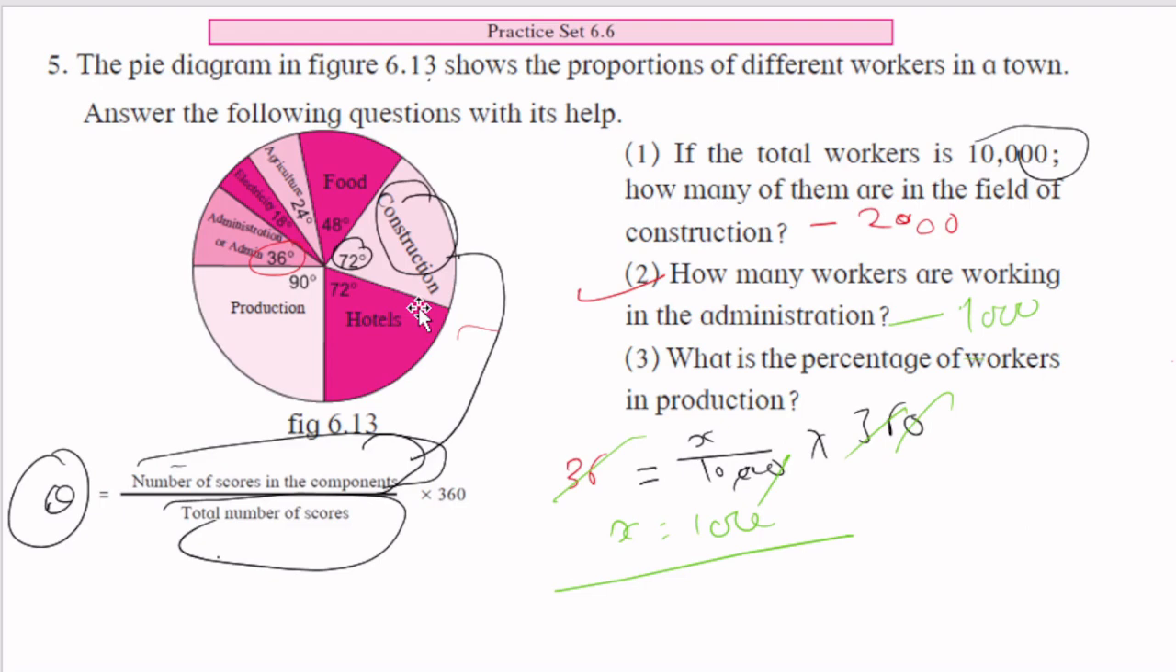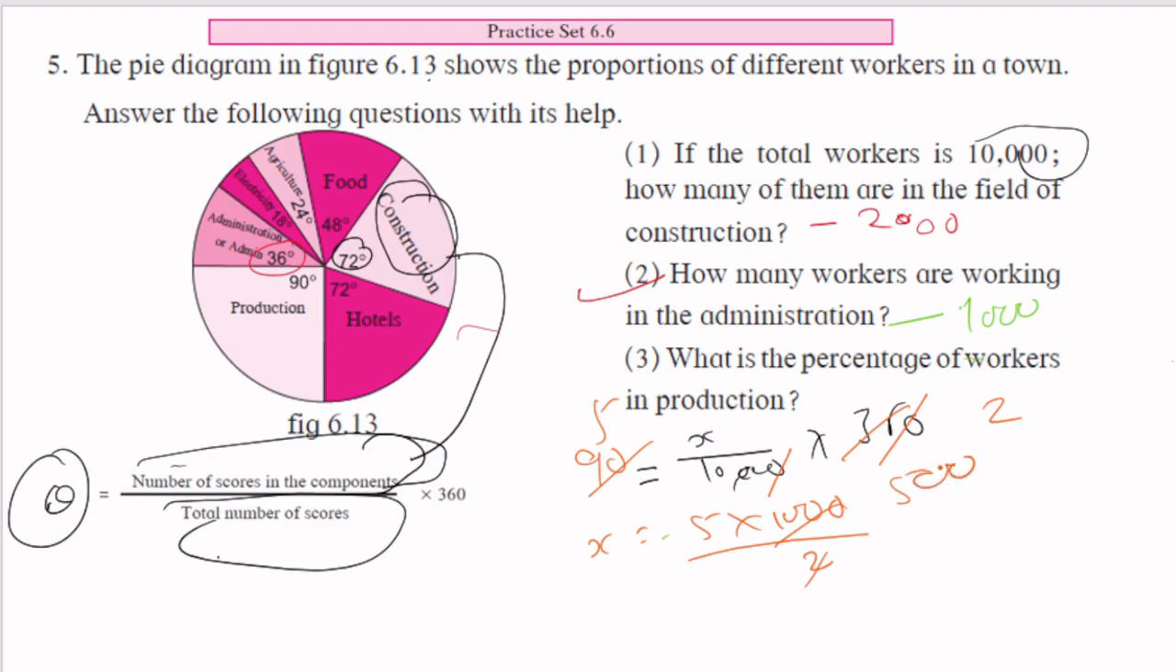First you have to use the same formula to get the number of workers in production. And what is the angle of production? 90. Okay, let's write that. So now you have to take 90 and try to cancel. What can you cancel here? The 0 you can cancel. What else can you cancel easily? 18 twos are 36, 18 fives are 90. Now I'll write all the components together. So x is equal to 5 into 1000 divided by 2, and this will get cancelled further, 500. So x is equal to 2500.